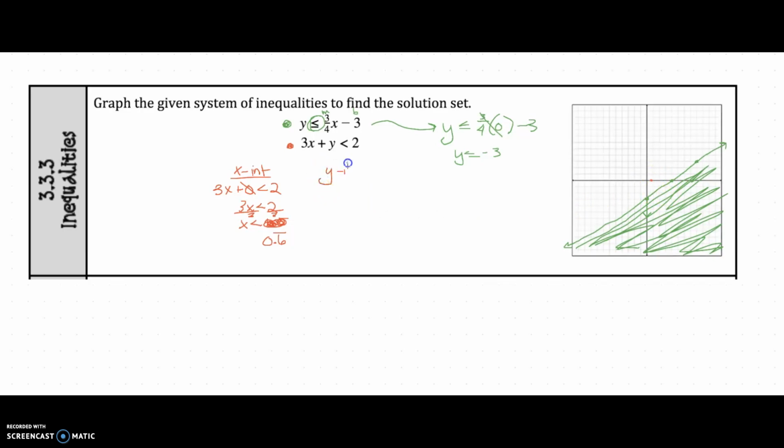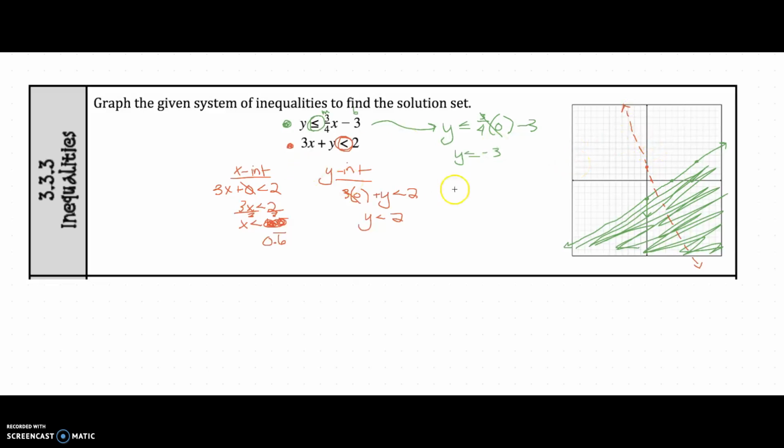Then our y-intercept, we plug in 0 for x this time. So 3 times 0 cancels, and I'm left with y is less than 2. So I'm going to put a dot on the y-axis at 2. And then looking back at my original, since this does not have the or equal to part, this is going to be a dash line. Make sure you use a ruler so your dashes don't look all crazy and squiggly like mine. But there is our red line.